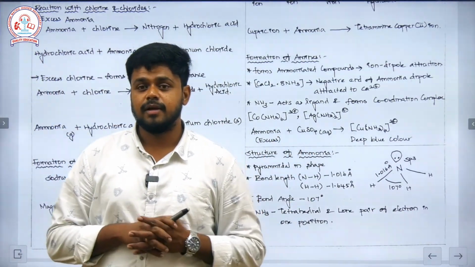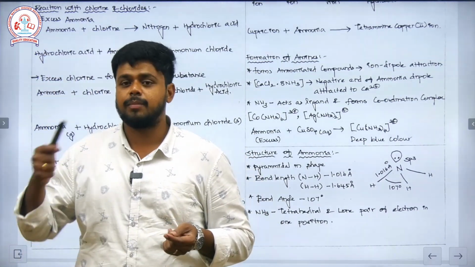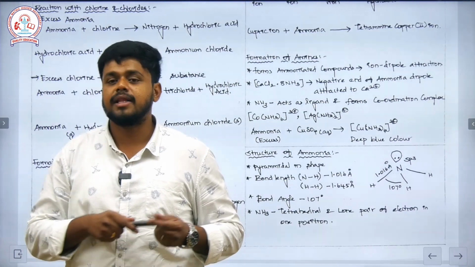So that's it with this session. We'll continue with nitric acid and the rest of the compounds of nitrogen, followed by phosphorus and the rest of the unit in the upcoming session.